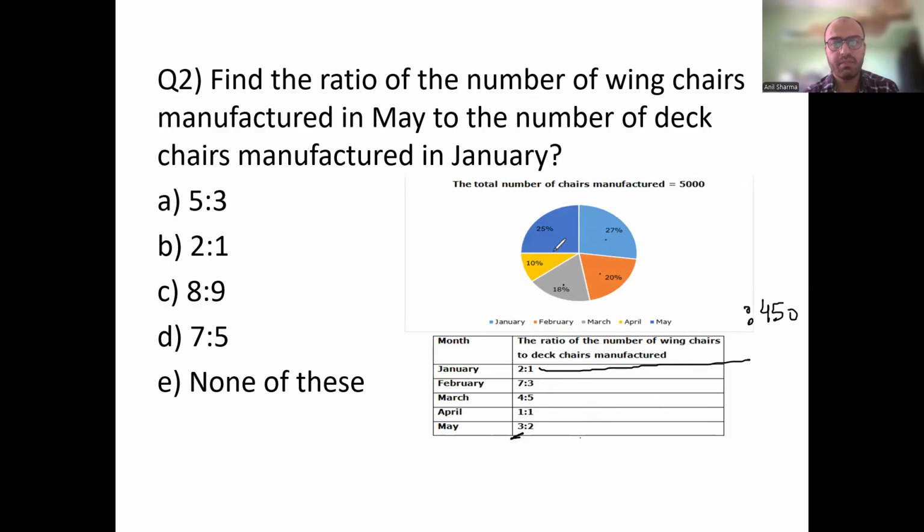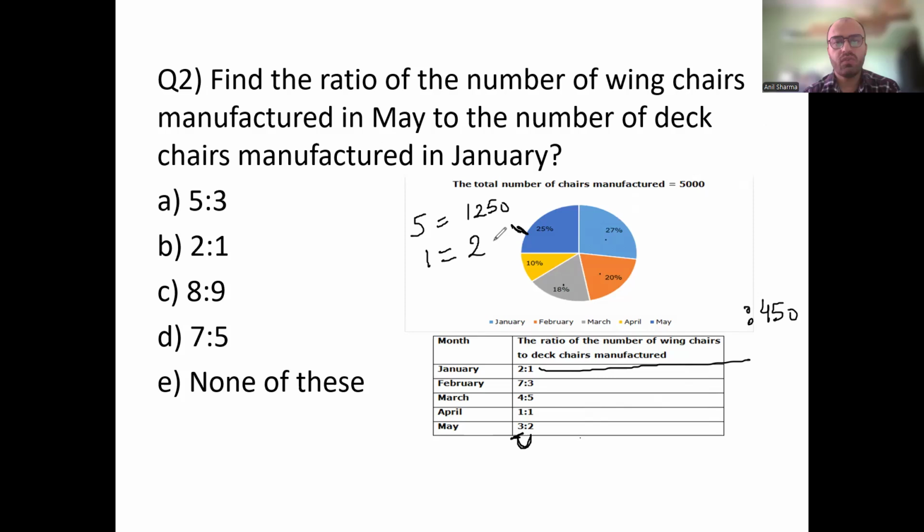January, February, March, April, May, 25%. So 5,000, what is 25% of 5,000? We can see that is 1250. So total portion is what? 3 plus 2, total portion is 5. So guys, if 5 is equal to 1250, what is 1 equal to? Obviously 1 is equal to how much?